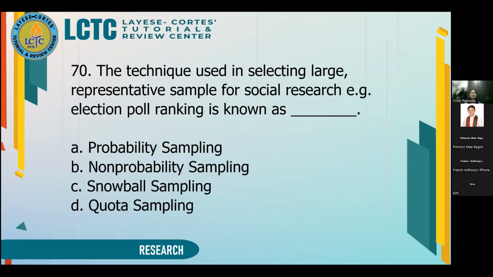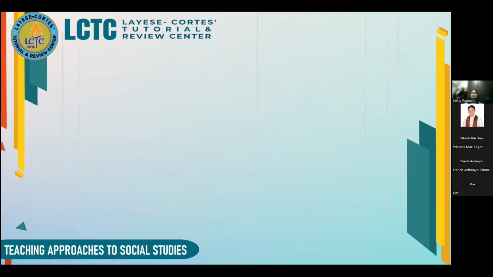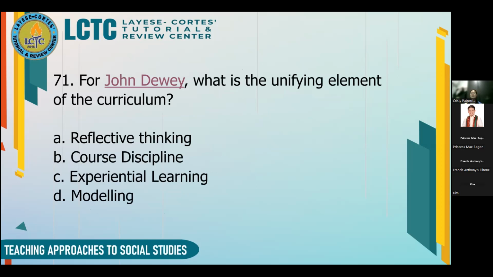Or random sampling. Okay, so that's another word for probability. All right, so the answer is letter A. Number 71: for John Dewey, what is the unifying element of the curriculum?